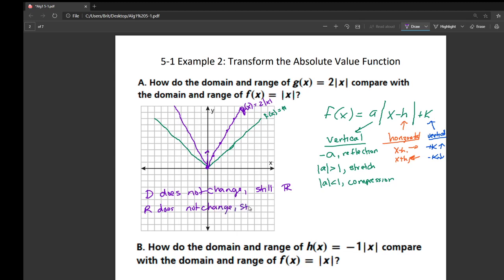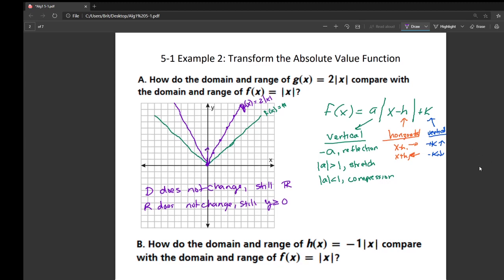Alright, it is still y is greater than or equal to 0. So stretching the graph upwards or vertically did not do anything to the domain and range. In fact, nothing's going to ever change the domain. With any of our transformations, it'll always have the same domain, just because the shape of the graph goes to the left and right forever. We're always looking for some kind of change in the range. And in this case, stretching the graph doesn't change the range.